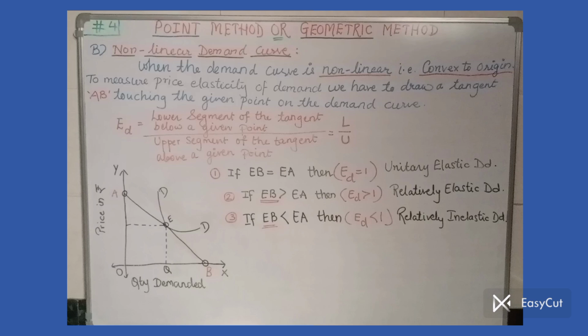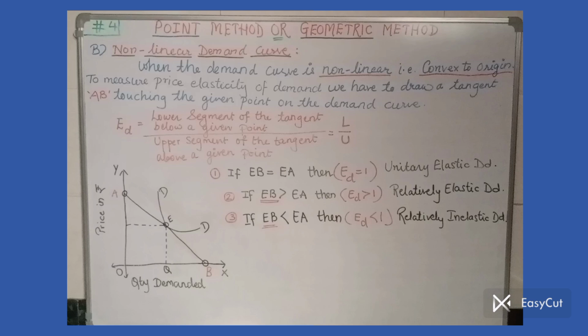Now many students are confused about how to draw the diagram. But dear students, you may draw the diagram in any way. That means if you want, you draw the AB first, then you draw the curvature demand curve. Or if you are comfortable, draw the curvature demand curve, then take one middle point from it and then draw the AB. Whichever way you are comfortable. You should get the diagram. Then we use the formula for elasticity of demand at point E here in our case. Formula is lower segment of the tangent below a given point, that is L, upon upper segment of the tangent above a given point, that is U, upper segment.